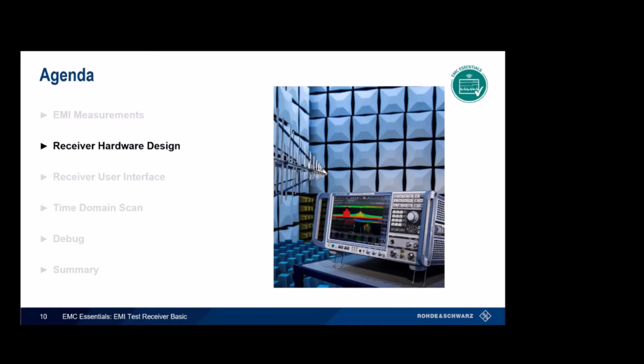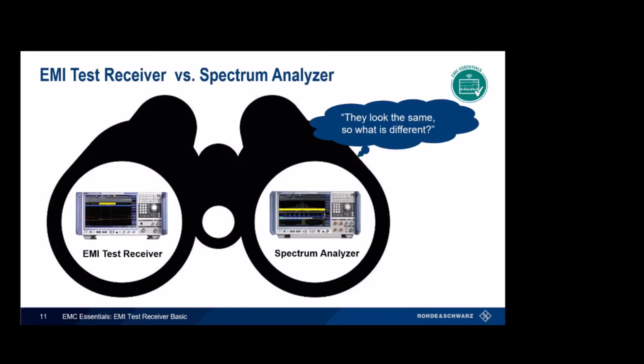Now we'll move on to the receiver hardware design. On the surface, an EMI test receiver will look a lot like a spectrum analyzer. This is understandable since they both share a lot of the same hardware. To understand the hardware differences, we need to understand the differences in the design goals.